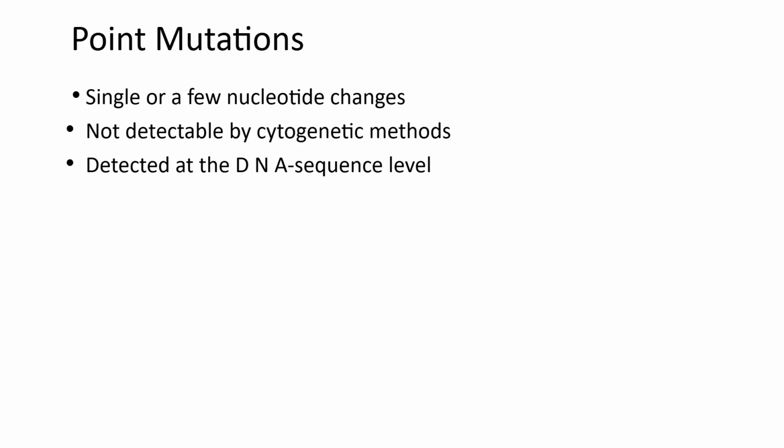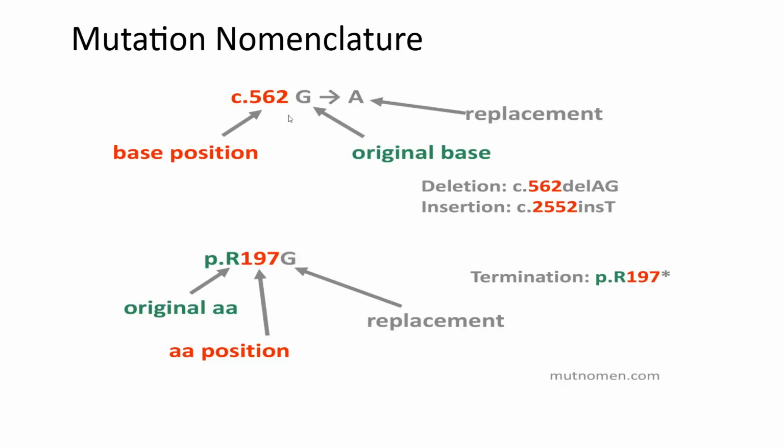Point mutations, single or a few nucleotide changes, not detectable by cytogenetic methods, are detected at the DNA sequence level. These are how mutations are named. So the base position, the original base, and the replacement. Here's the original amino acid, the amino acid position, and the replacement. You can see a deletion is listed like this, and insertion is listed like this. Termination listed here.